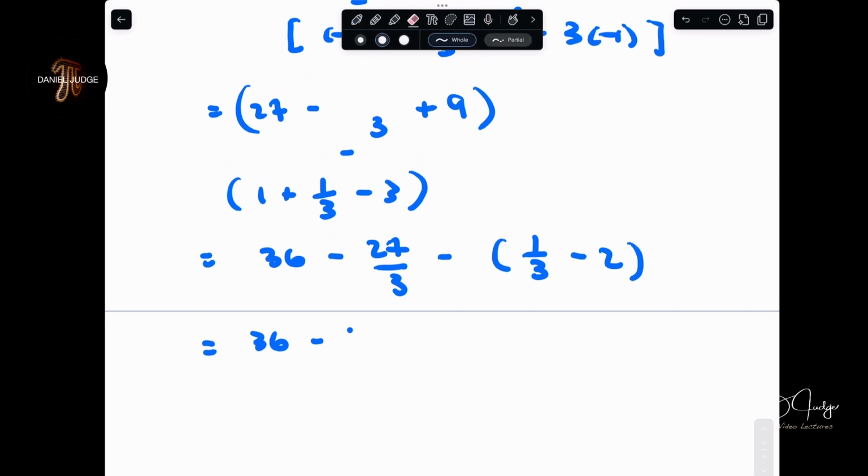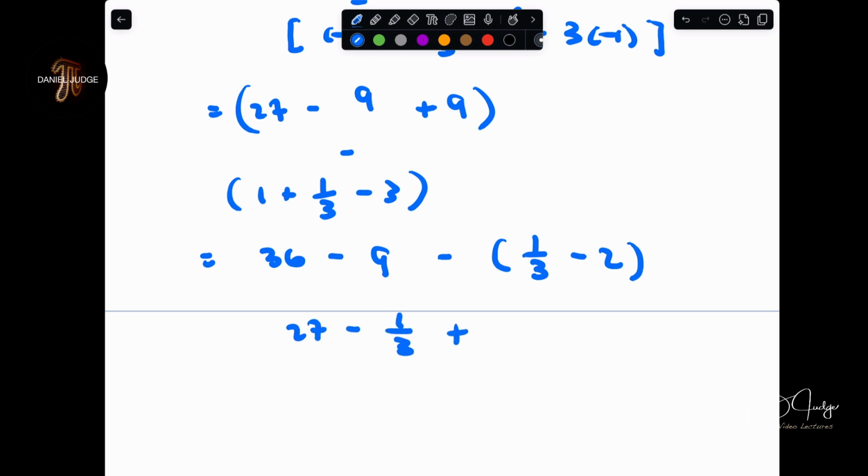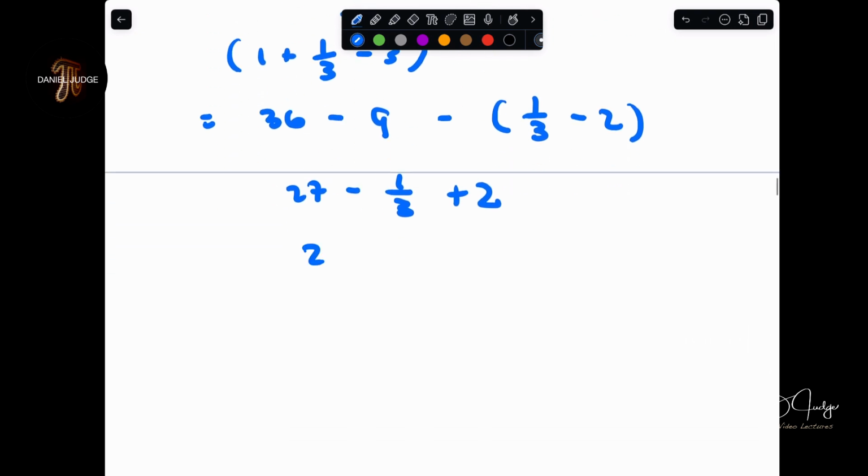So, we could do it this way. How about that? Let's go back. 9. So it really gives us now, say 9, we're okay. 27 minus 1/3 plus 2, which is 29 minus 1/3. 29 minus 1/3. Okay.